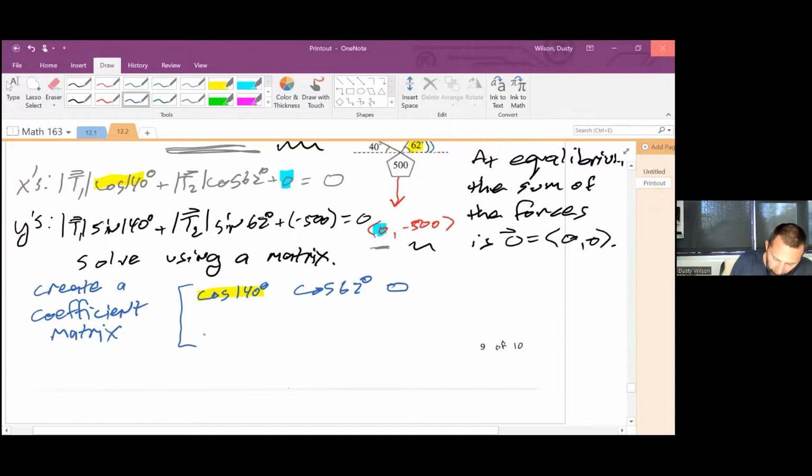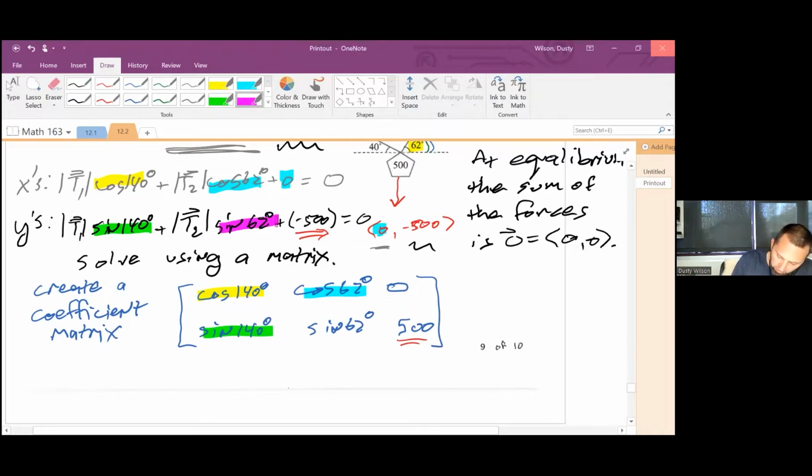And then the second line is going to be sine 140, sine of 62, right? So this is about the y coordinates being equal, and it's going to be equal to 500. So I have to move this 500 here to the other side. So that's why it's positive. Okay. So just so you're seeing where things are coming from. Cosine 62 is there, sine of 140, and sine of 62. Okay, that's where everything's coming from.